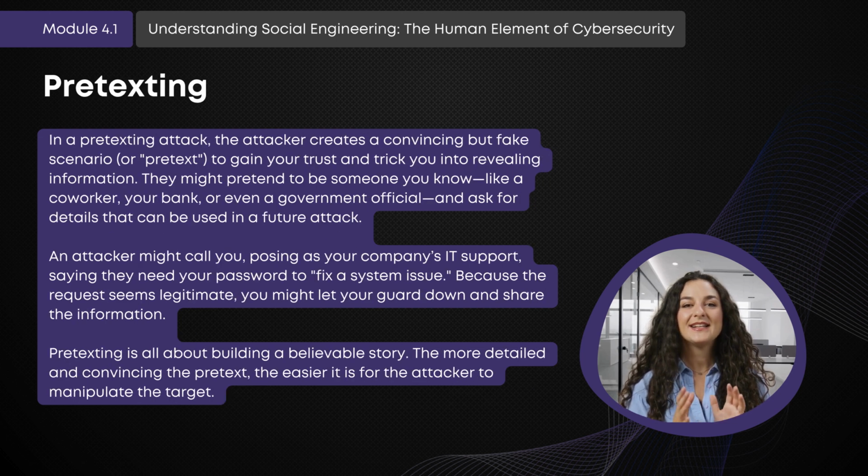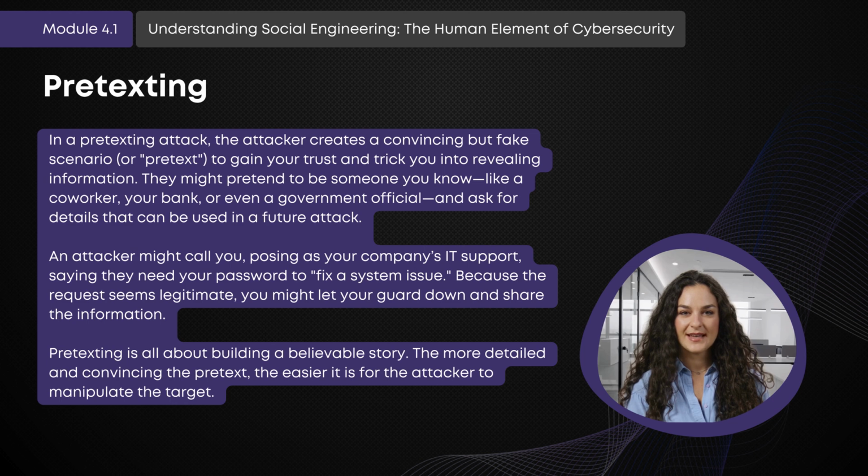2. Pretexting. In a pretexting attack, the attacker creates a convincing but fake scenario, or pretext, to gain your trust and trick you into revealing information. They might pretend to be someone you know, like a coworker, your bank, or even a government official, and ask for details that can be used in a future attack.